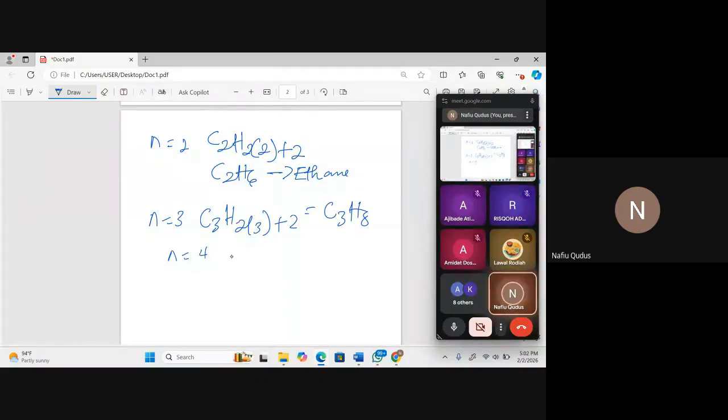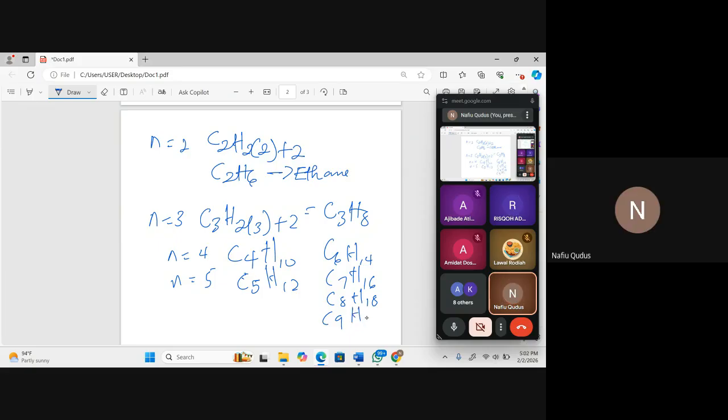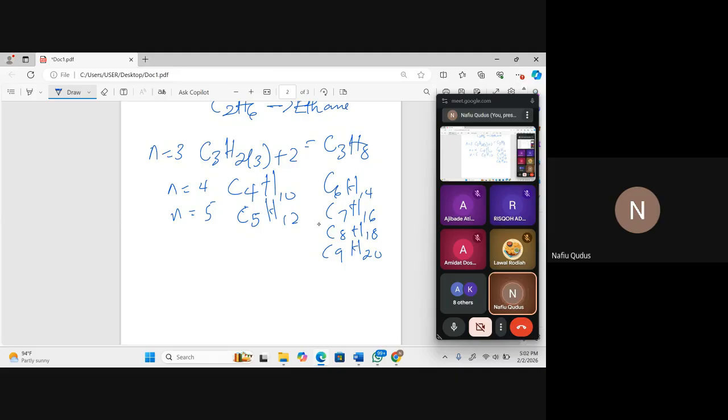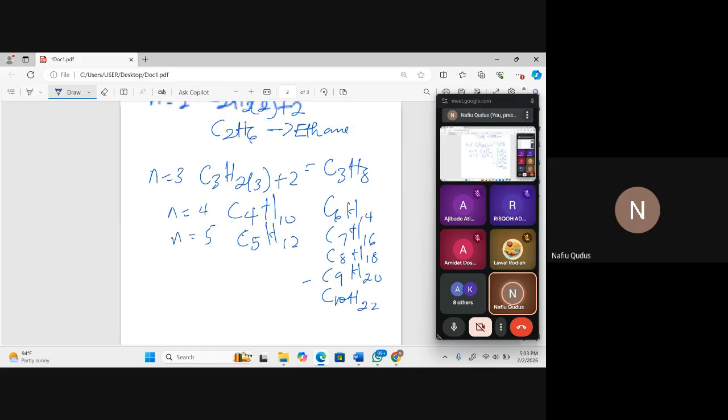So now, when n equals 4, it will be C4H what? H10. When n equals 5, it will be what? C5H12. C6H what? H14, C7H16, C8H18, C9H20. Right? Yes. Are we together? Before we reach C10, H22. These are what we have for the alkane family.